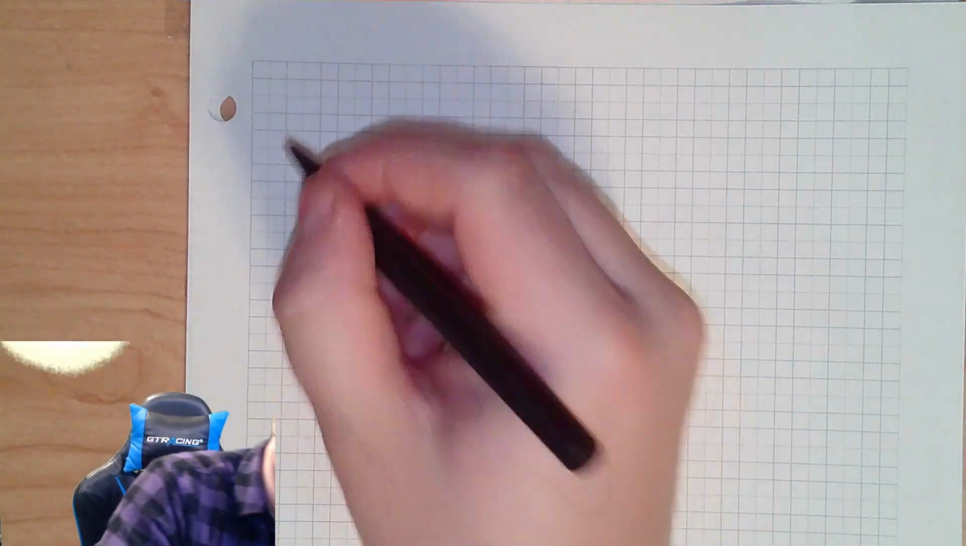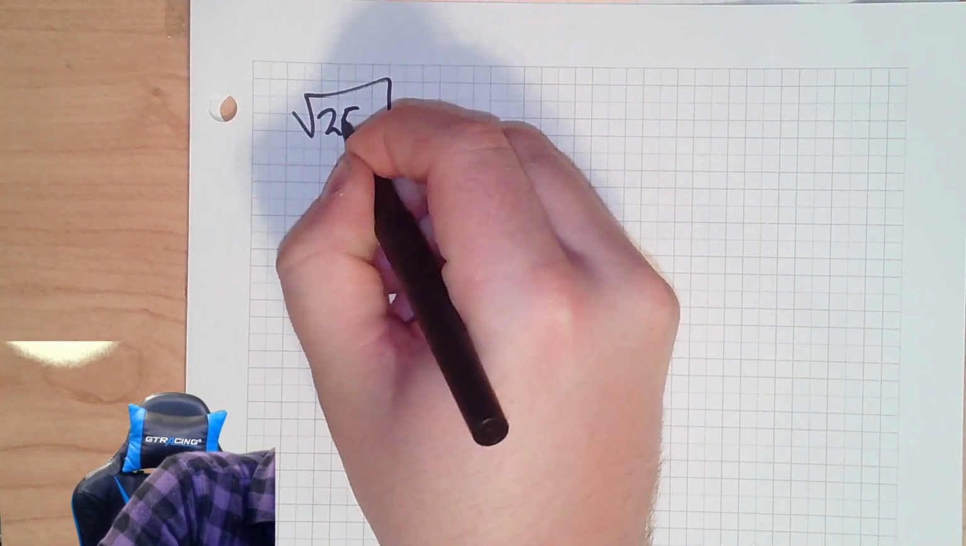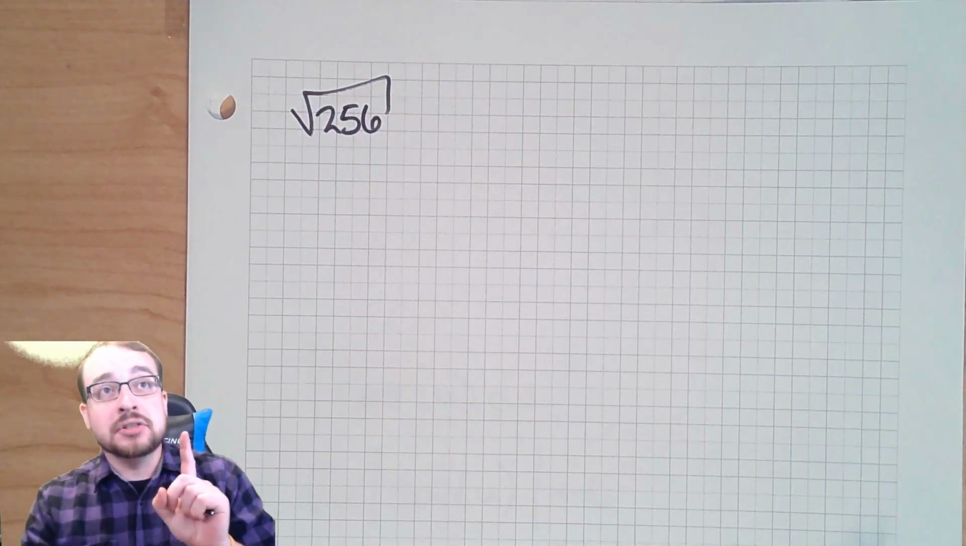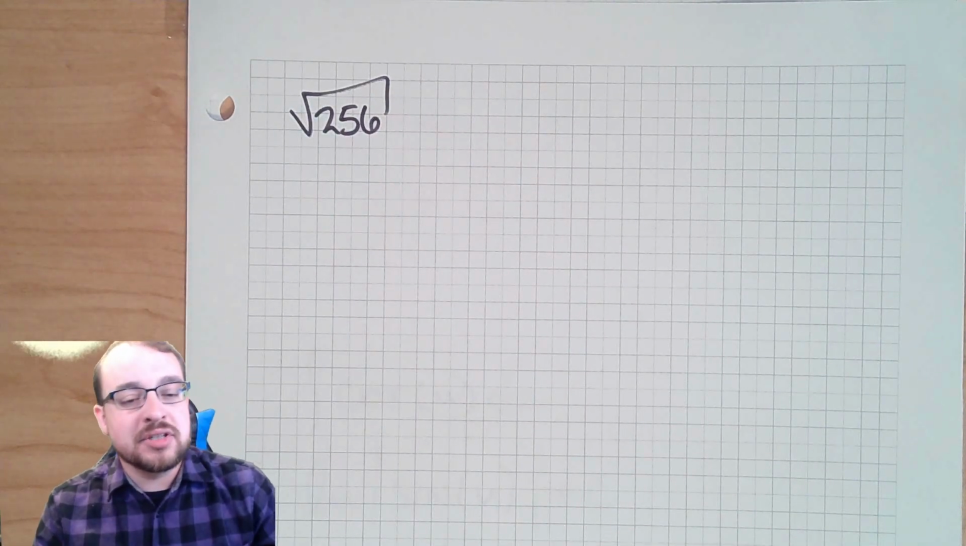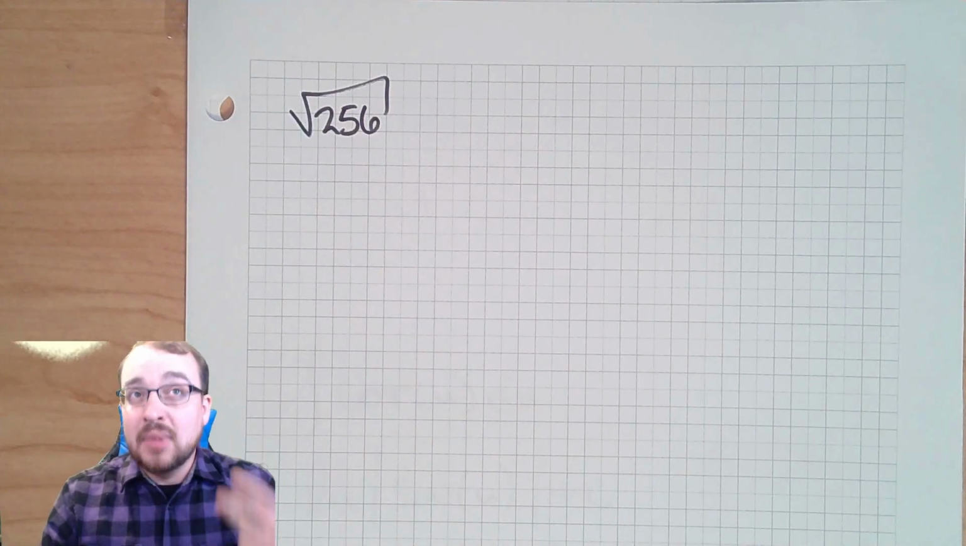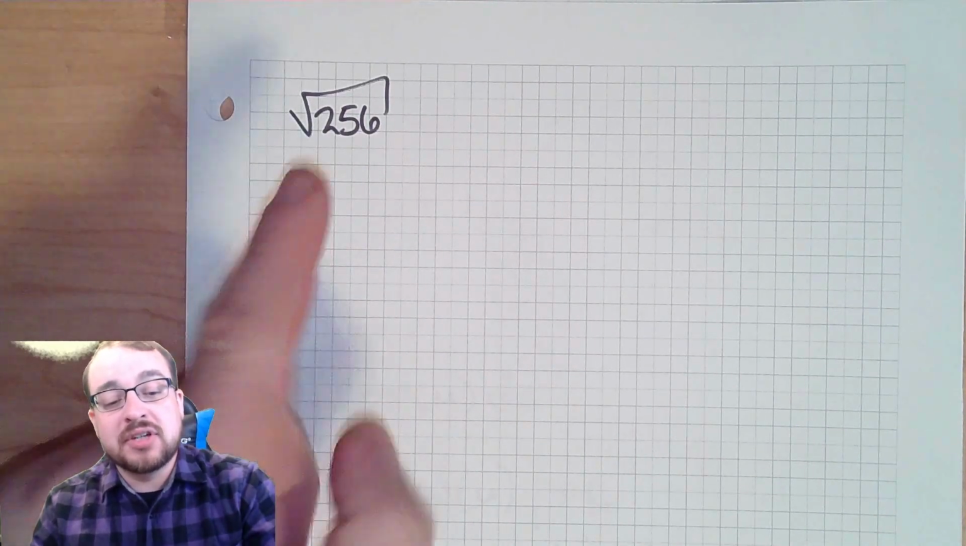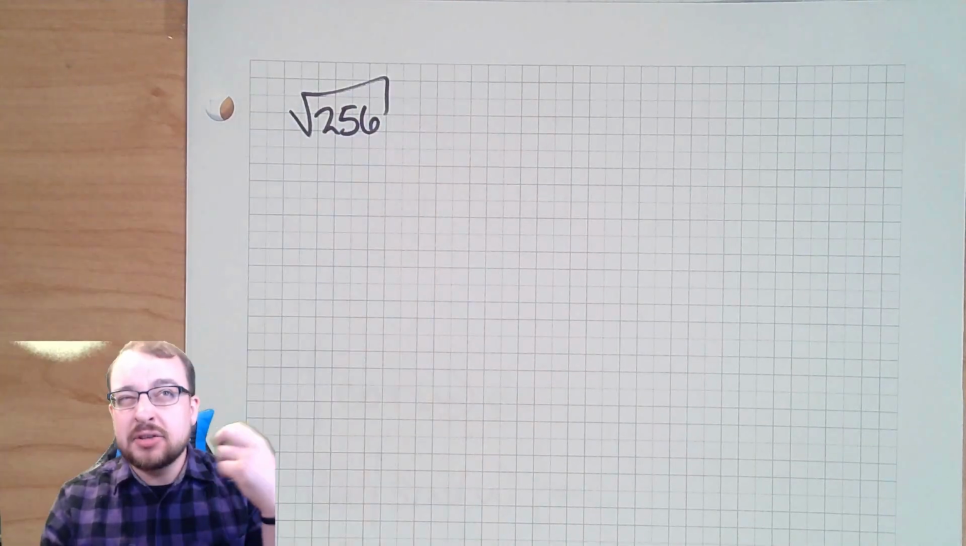The first one I want to talk about is the root of 256. So square roots are not division, right? We're not dividing this by 2, but we are thinking what number times itself gets this. Now, you might not know off the top of your head what times itself is 256, right? So you might not know the answer immediately.